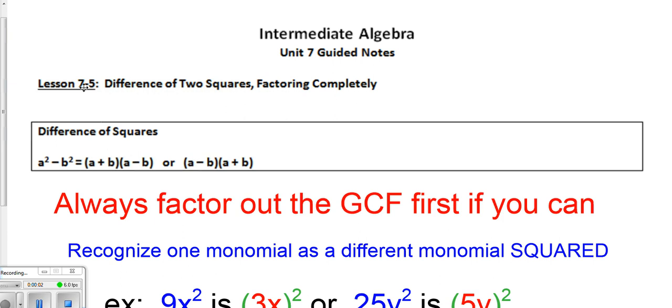Right, now we have lesson 7.5. It's the last video for Unit 7. We are looking at difference of two squares and how to factor them completely.